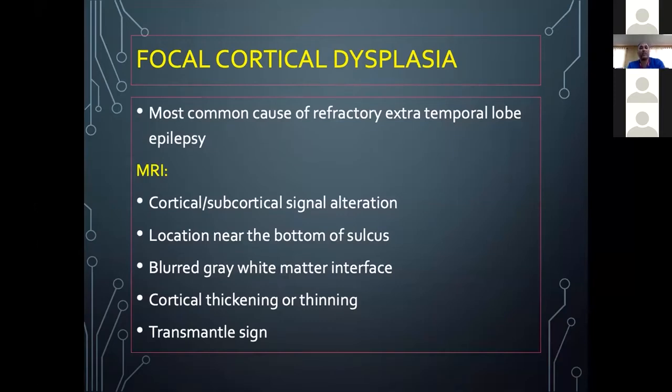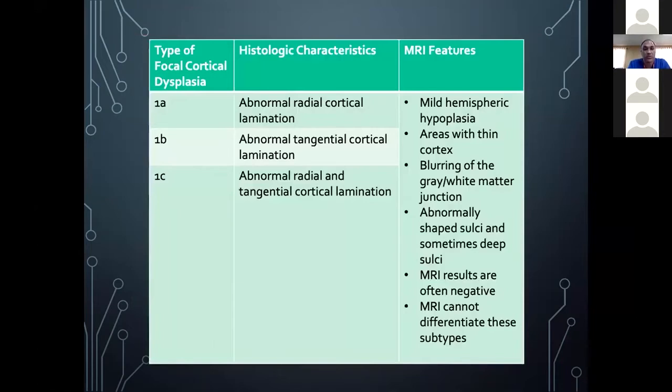So what are the most important findings on imaging? On the MRI, a cortical subcortical signal alteration can be there. Look at the depth of the sulcus. Look for the blurred gray white matter interface. Look for cortical thickening or thinning, and the transmantle sign. I'll show you some of those examples.